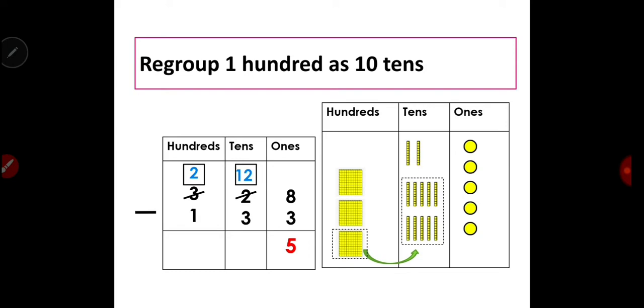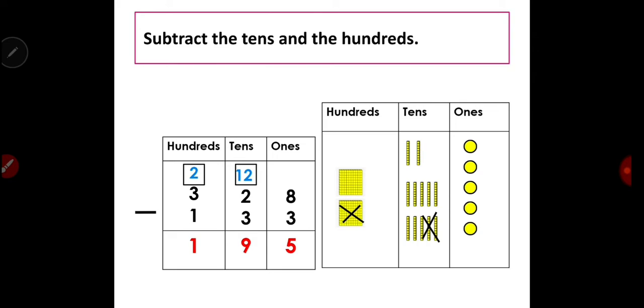Next, regroup 100 as 10 tens because 100 is equivalent to 10 tens. So now 12 tens take away 3 tens is equal to 9 tens. 2 hundreds take away 1 hundred is equal to 100. So 328 take away 133 is equal to 195.